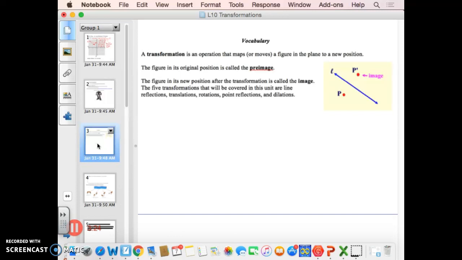And that also makes me think of the word prime. And so a transformation is an operation that maps or moves a figure to a new position. Okay, so the original shape, we call that the pre-image. And then when you see this little prime symbol, that indicates the image after a transformation has occurred. And the different transformations we're going to talk about are reflections, translations, rotations, point reflections, and dilations.